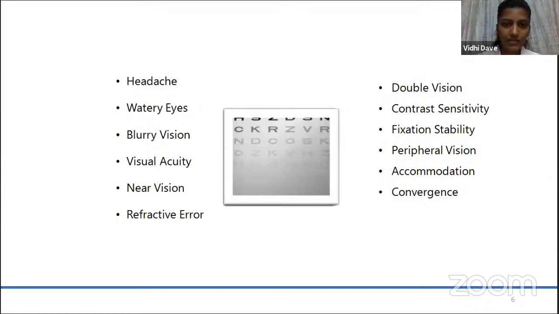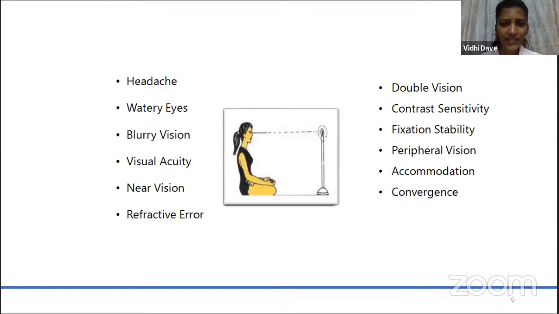So here, when you ask the person to read whether the letter is written in the lighter font, the person may not be able to read it. So that is a problem with contrast sensitivity. Next is fixation stability. So fixation stability is the ability of a person to fix the gaze onto one point. So if the child is not able to do this, we call it as fixation instability.